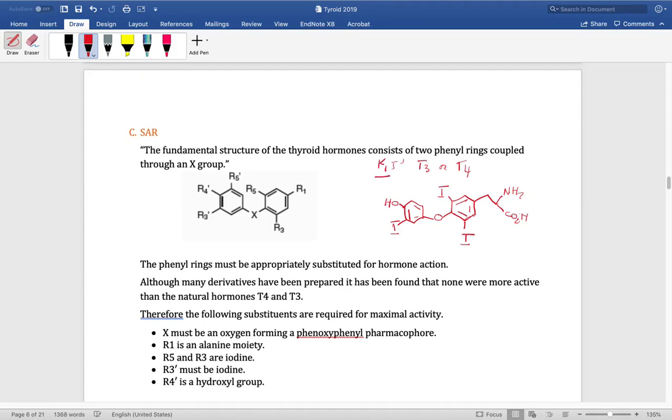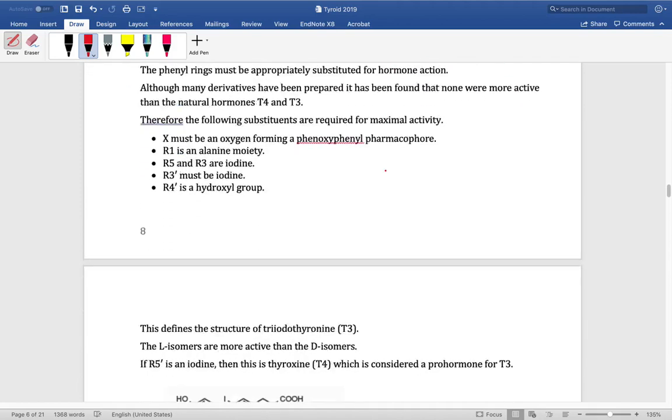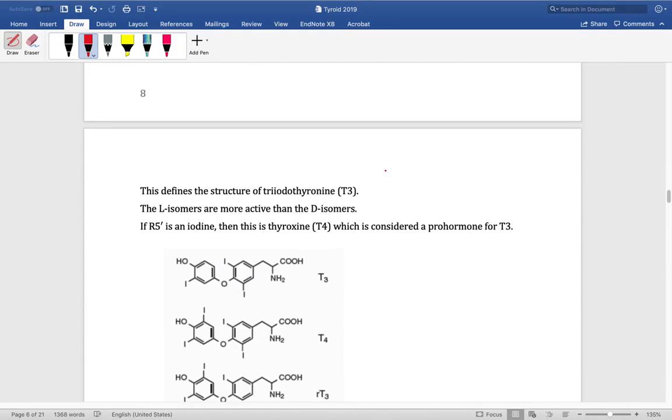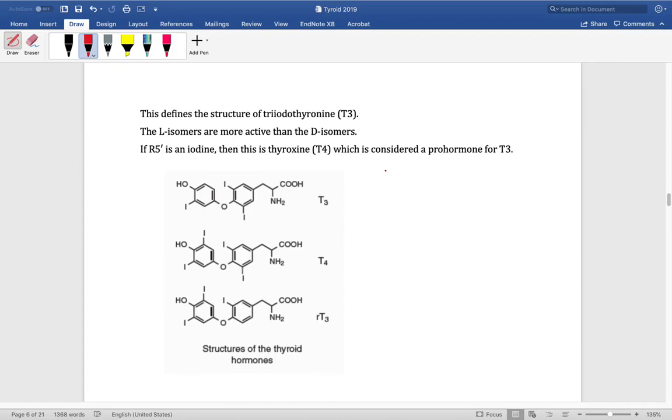R5 prime. All right. So that's in a nutshell the structure-activity relationship of thyroid replacement agents. So what is being done is basically, if a patient has hypothyroidism, since the gland is not able to produce T3 and T4, you administer T3 and T4 to the patient. Okay. All right. So that's what I would like you to focus on here.